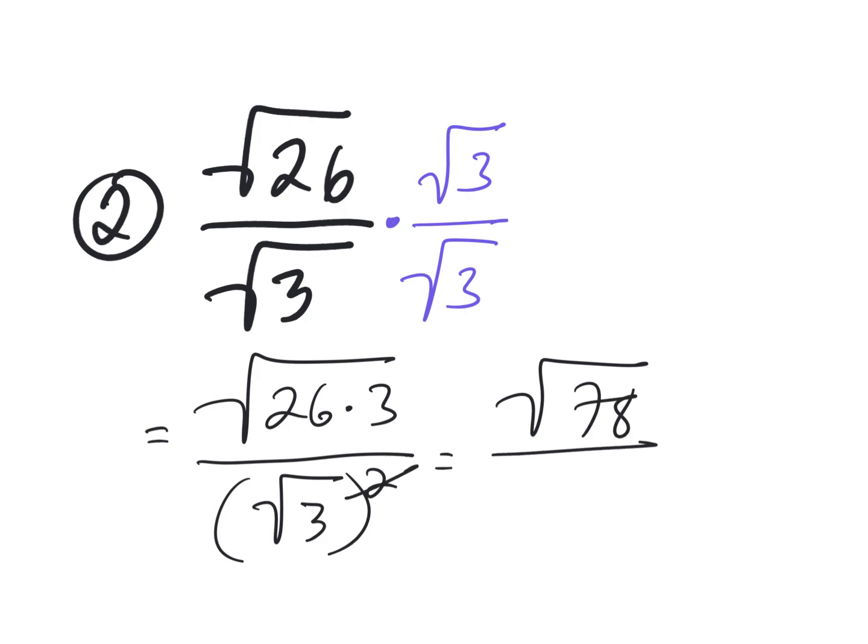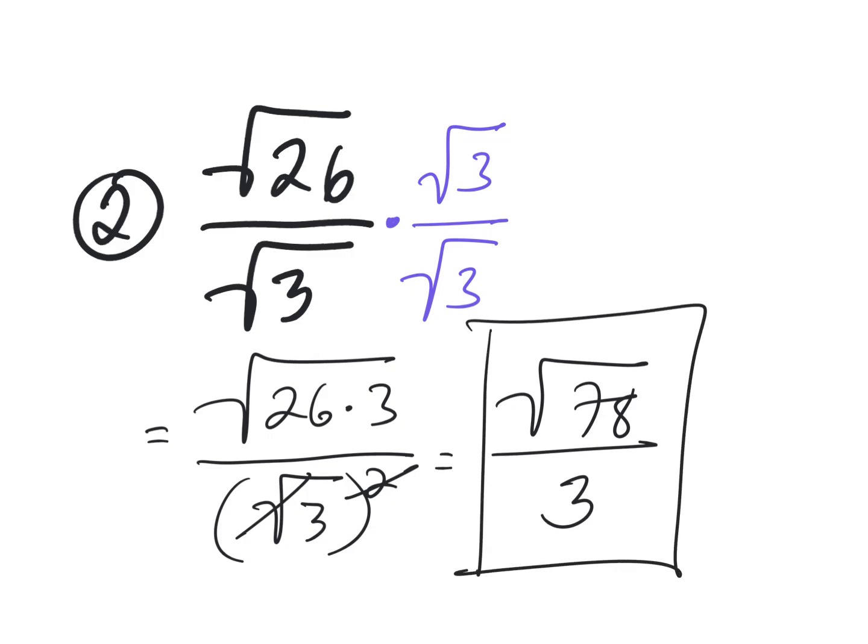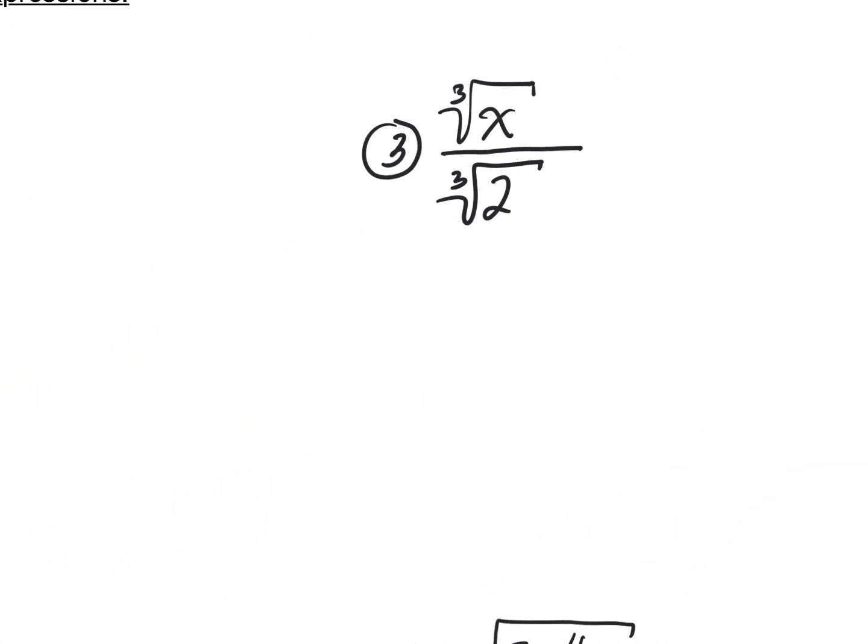78, and this we cancel, the power and the root, that's going to give you only 3. Okay, so we already rationalized the denominator. It means to say that we have arrived already at our final answer. Okay, let's look at number 3.